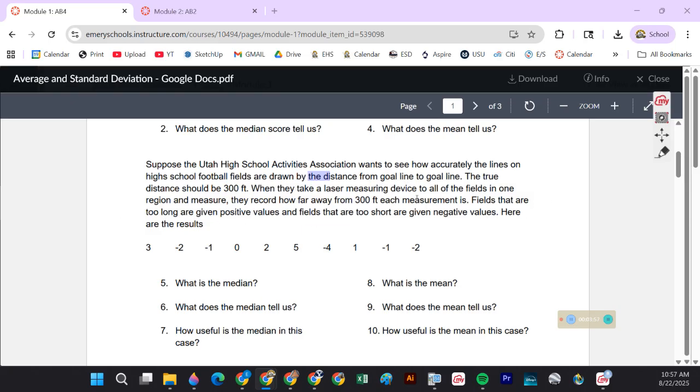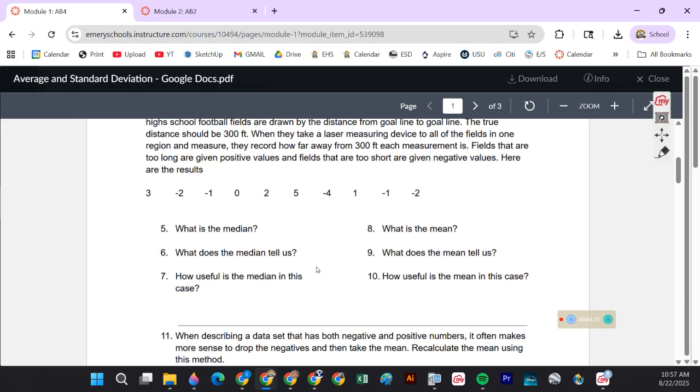Here are the results. So they come and measure Emory High, and they record 3. What does that mean? Emory High's football field was 3 feet longer than it was supposed to be. Okay, the next field they measure is -2. What does that mean? It was 2 feet short. Okay, and that just takes less room, right? We don't need to say 303, 298, 299. We're just recording the differences. Okay, I want you to go through and answer these 6 questions using that data set. And I'll pause it and come back when you're done.